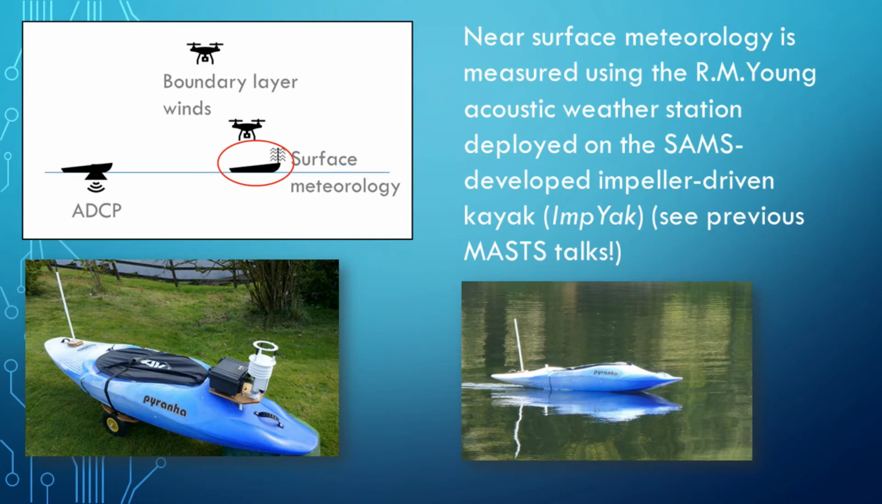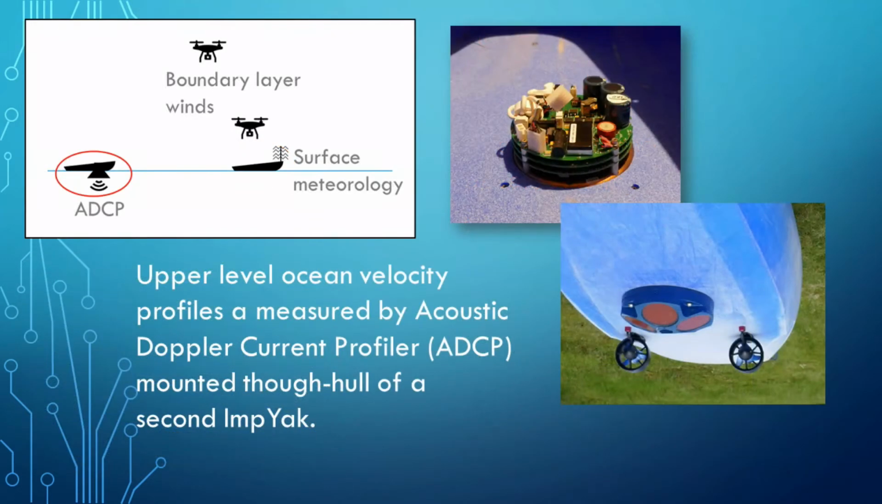Down on the surface itself, we'd be able to use our small autonomous surface vehicles. These are small ones designed for VOEs and inshore waters, but the idea is much the same. So near surface meteorology here is being measured by a standard RM Young acoustic weather station, and it's deployed on the impeller-driven kayaks that are developed at SAMS, which have been mentioned in previous talks at MASTS. The kayaks are completely autonomous and able to either run missions or stay geostationary by using the avionics to maintain position. Under the surface, we're looking at the flow using Doppler acoustics, the ADCP. Here is a workhorse that's been embedded in the kayak.